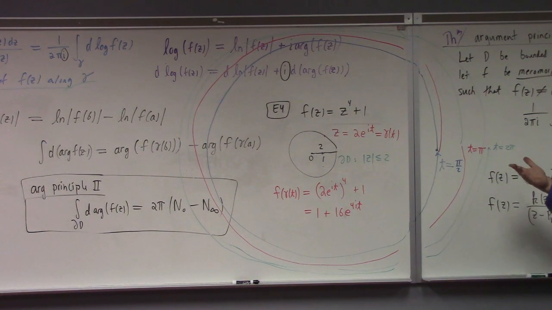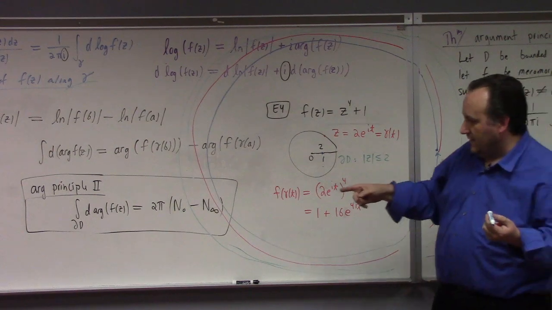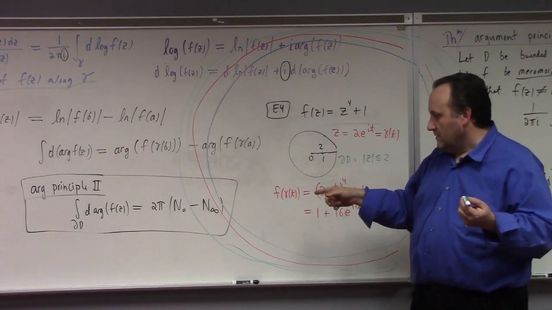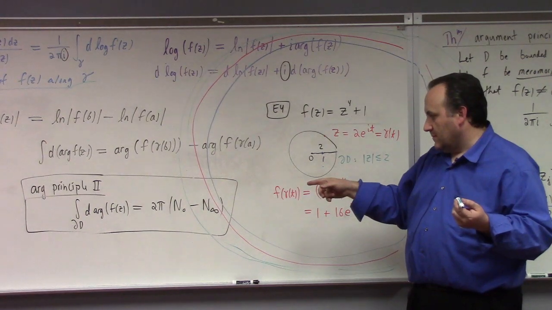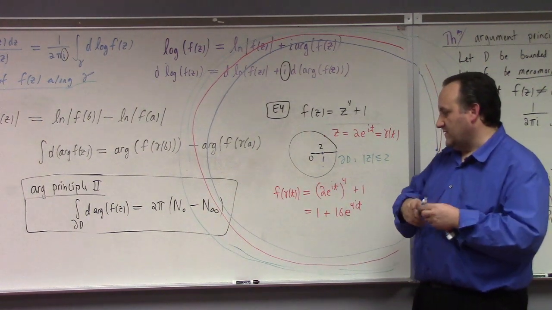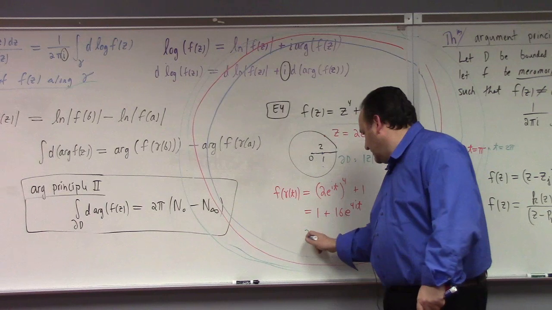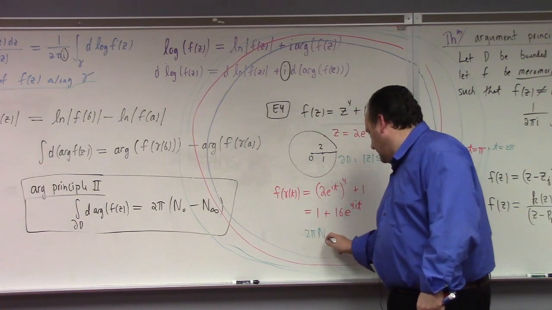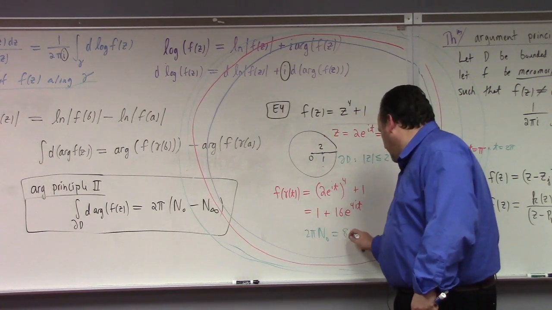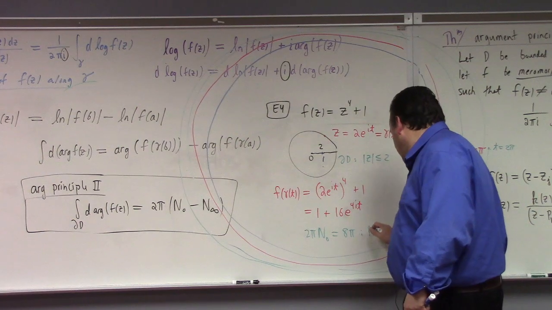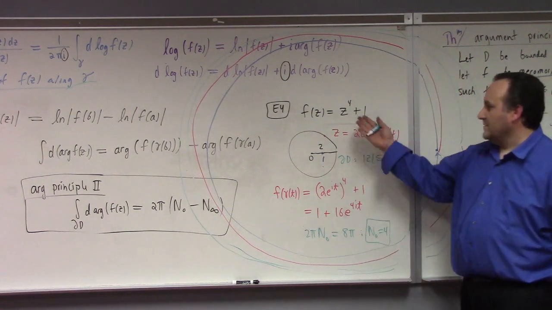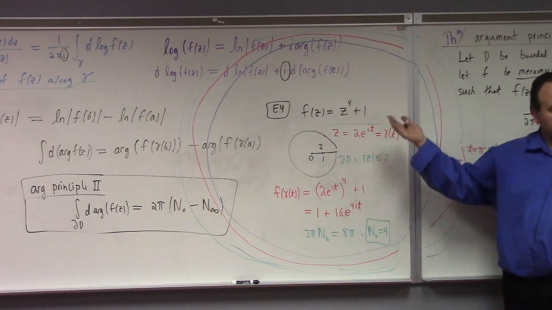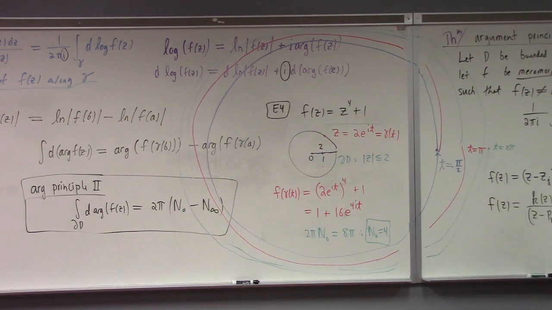8 pi, which then says what? Argument principle number 2. So we should expect 8 pi, right? So we got 2 pi n sub 0 is equal to 8 pi. Therefore, n sub 0 equals 4. Of course, we know n sub 0 is equal to 4 because we can factor that thing. We know that the zeros are the 4th roots of -1 anyway.